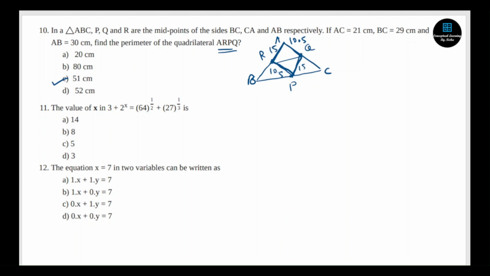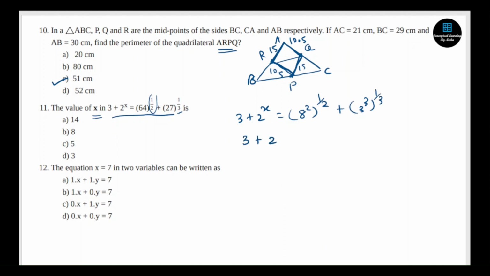Now we have to find the value of x for this expression. So 3 plus 2 to the power x equals, now see here the 1/2 power. So I'll write a to the power 2 raised to 1/2, plus here the cube root, so 3 to the power 3 and I'll write the 1/3 power. So what do we get?